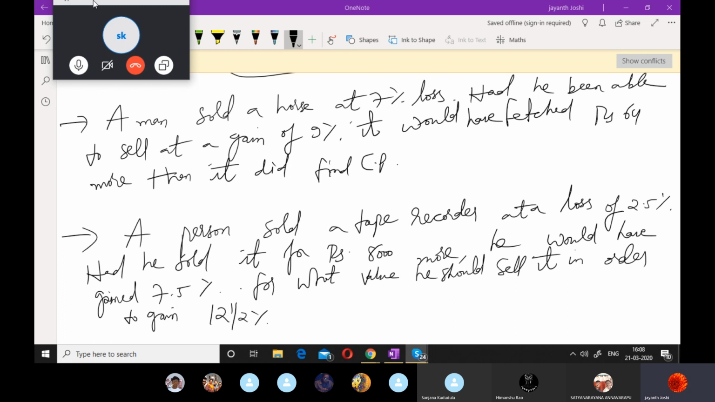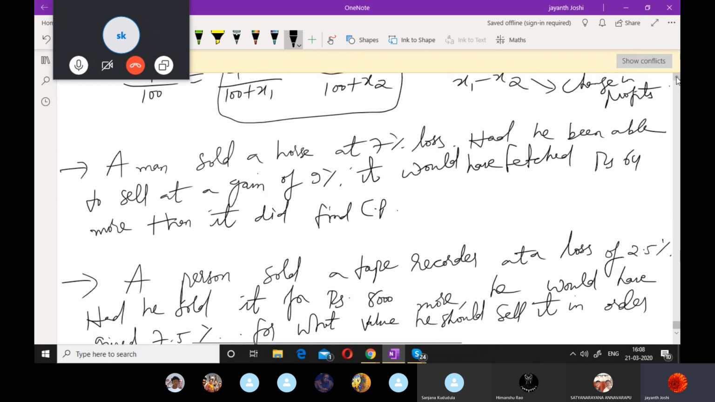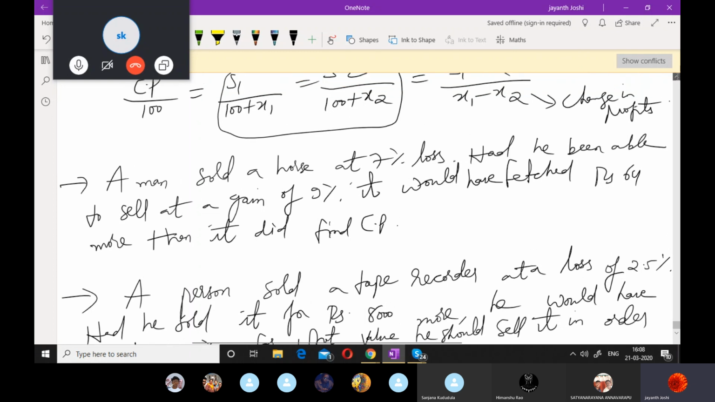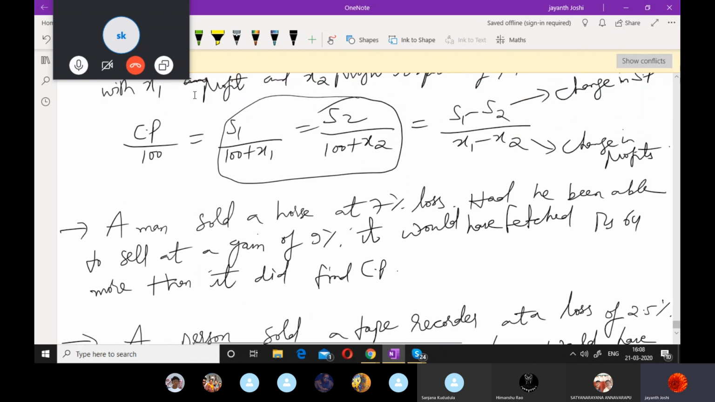Okay, so how to do this question? It's a very easy question actually. A man sold a horse at 7% loss. Had he been able to sell at a gain of 9%, he would have fetched rupees 64 more than it did. Find CP. So I've given you this relationship here. You can see the relationship. CP by 100 is equal to all this stuff.